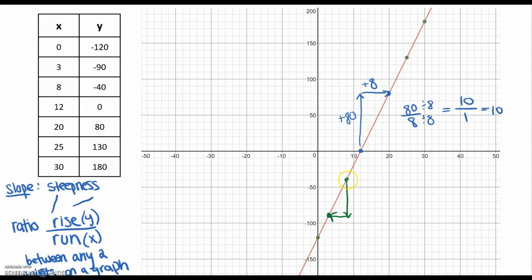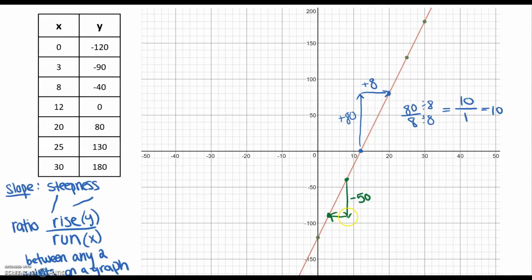So how much do we go down? Again, these go by 10s. So we're going down 10, 20, 30, 40, 50. And since we're going down on the graph, we're getting more negative. We're going from positive to negative. So to express that, we would say that's down negative 50.